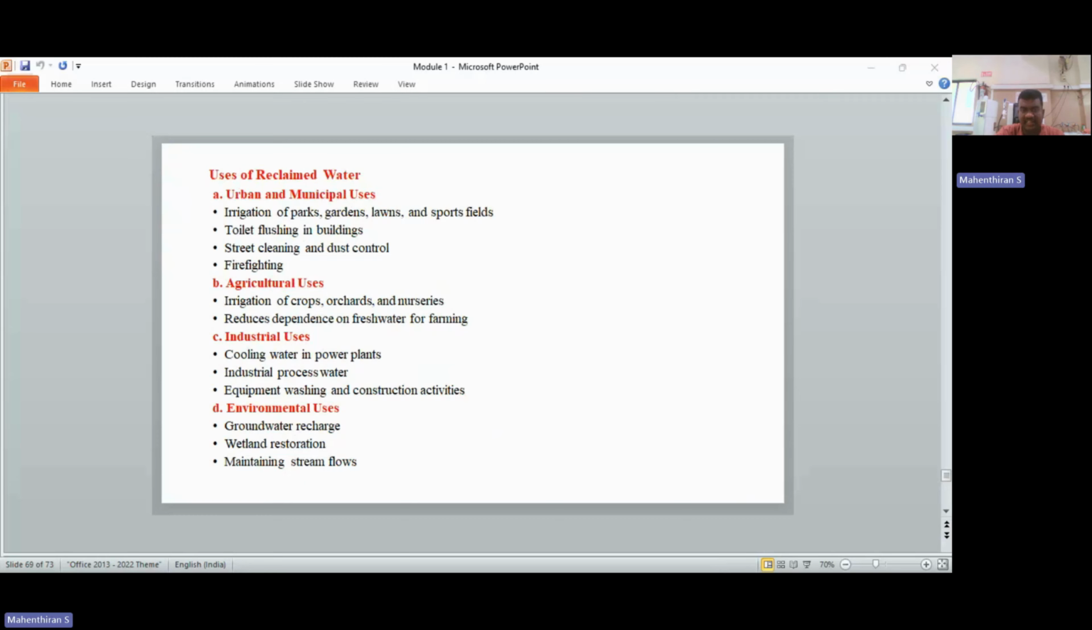The first category is urban and municipal uses. These are the applications within the cities and the towns. Irrigation of parks, gardens, lawns, and the sports fields. This is the most common use of the reclaimed water.